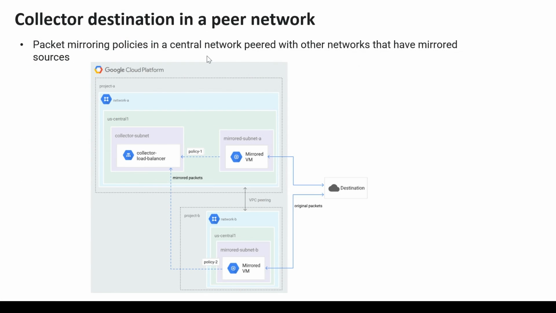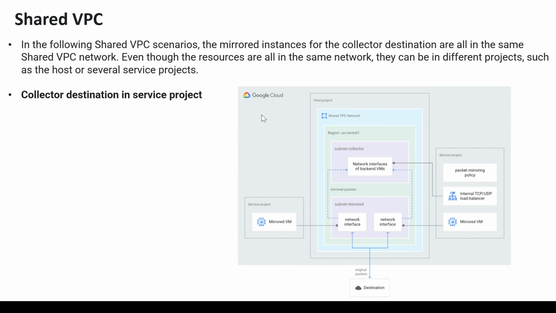Okay, all right, so we have covered the collector destination in a peer network. Let's move on to my next architecture, where we have a shared VPC model. I'm not going to cover the demo on the shared VPC, but I'm going to explain how you can set up the same collector and create your policy in a shared VPC model. So here, you have a shared VPC architecture, and the mirror instance and the collector destination are all in the same shared VPC network, right?